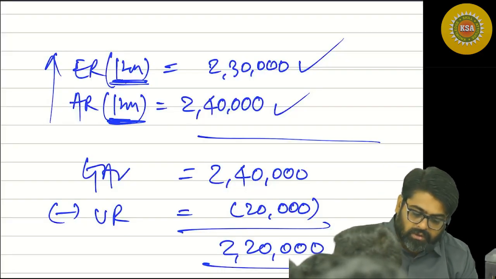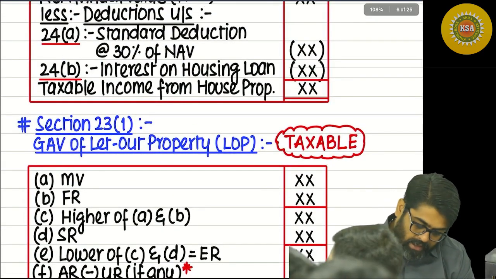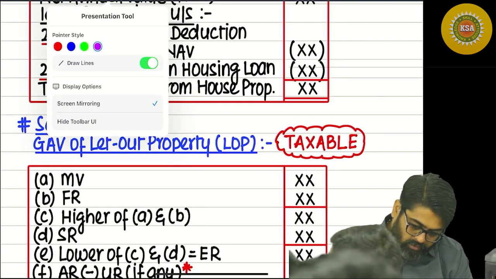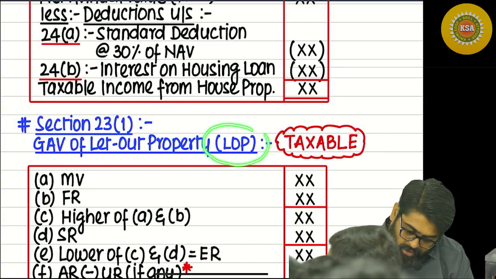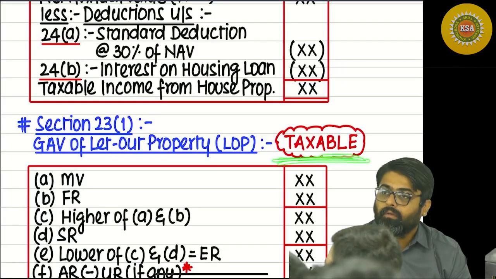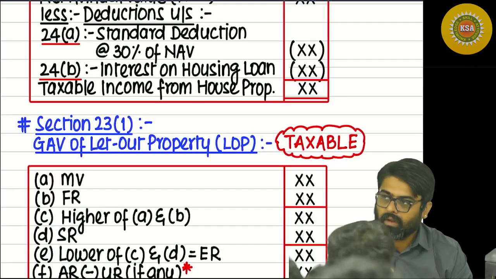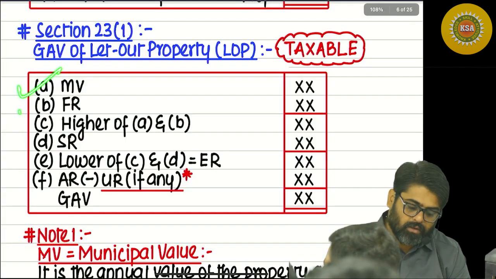So now the first type of property. What type of property? First type of property. What was that property? Come on, tell me. Let out property. The value of let out property is? But how to calculate this? Municipal value, fair rent.